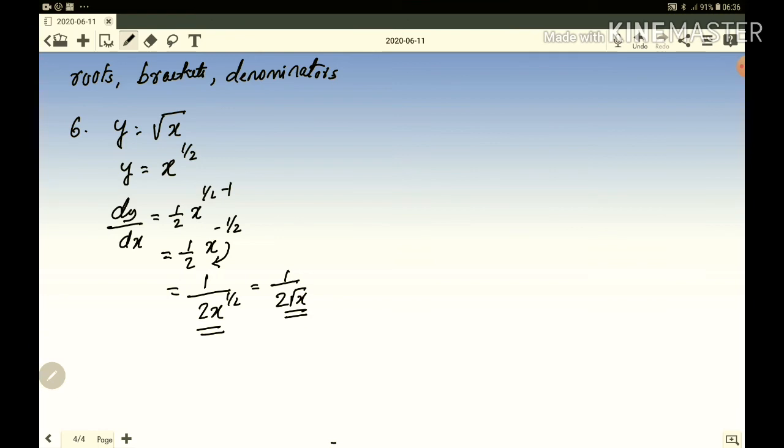Clear? You have to change the root. Now the next one is in brackets. Question number 7, if y is given (x minus 3)(x plus 2). If you get it like this, you have to differentiate. Here a bracket is there, so you have to open the bracket, then differentiate. You can open this one using the FOIL method.